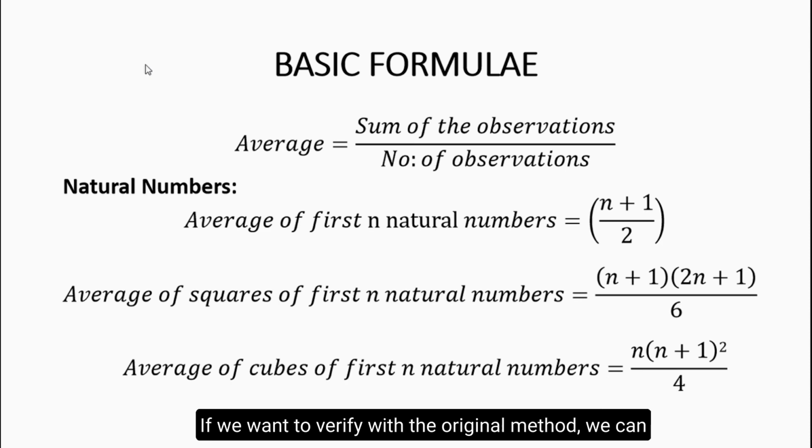If we want to verify with the original method, we can use 1 cube plus 2 cube plus 3 cube divided by 3, which will give me 1 plus 8 plus 27 by 3, which is equivalent to 12. So in all the three formulae, we found out that the average computed from the basic formulae is equivalent to the formulae given as per the condition.